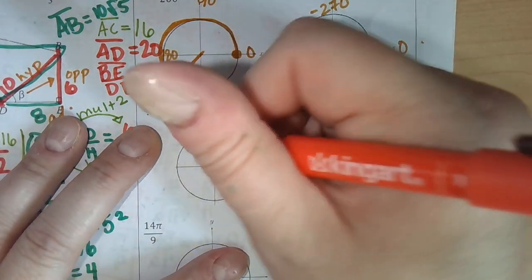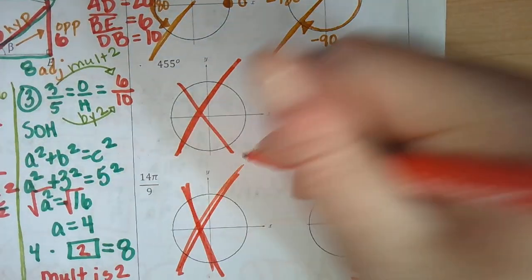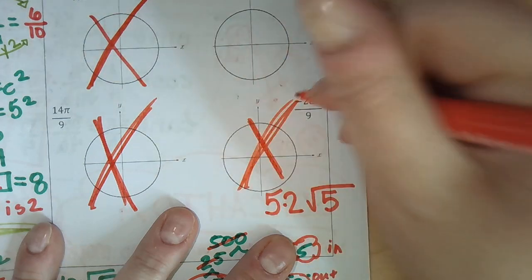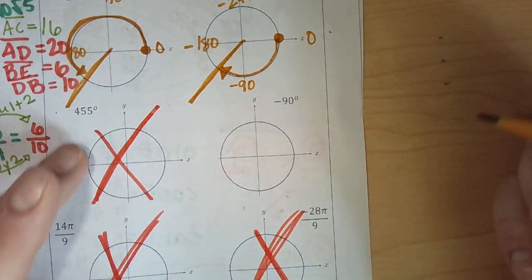455, we're not going to do that one. And we're not going to do the 14 pi over 9. And we're not going to do the negative 28 over 9. We didn't have time to learn those. You could probably figure it out.